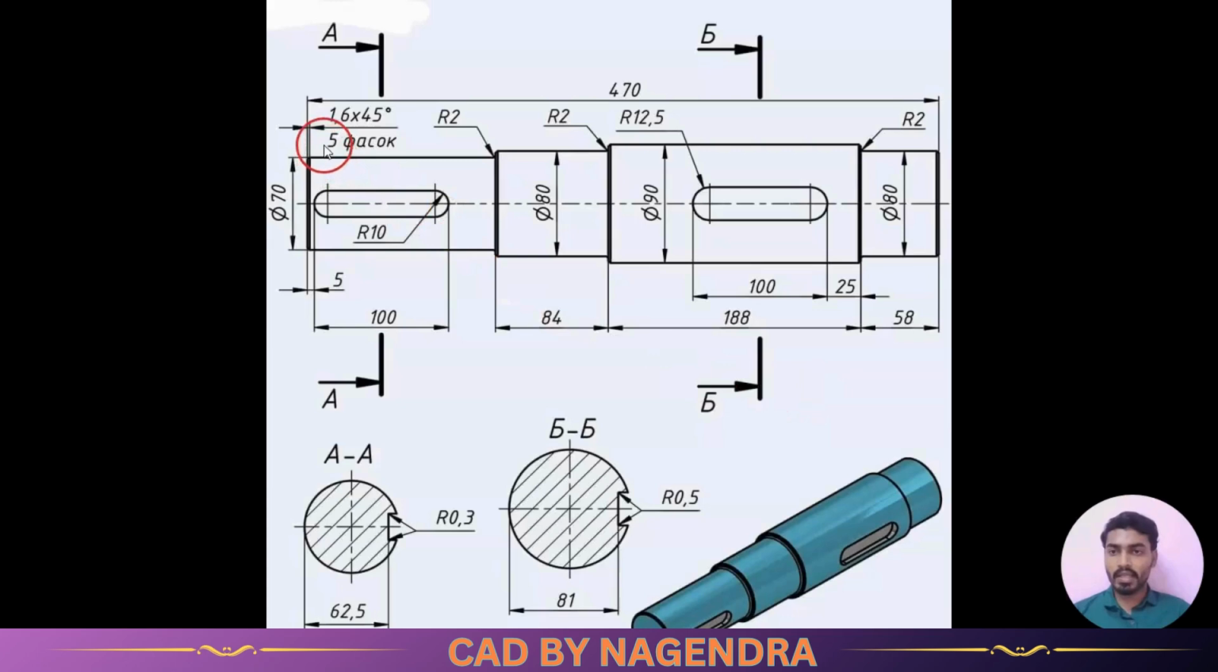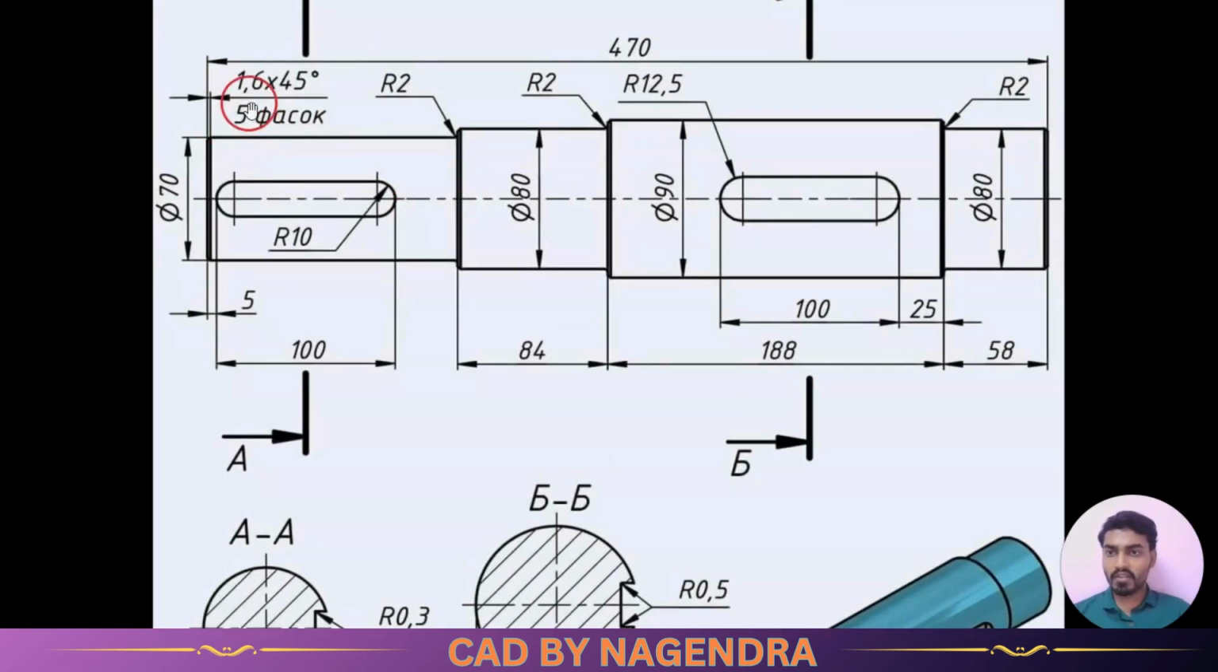As we can see, this end we are having 1.6 into 45. So 1.6 into 45 is nothing but a chamfer. So this end also we are having a chamfer. Then this end also we are having a chamfer. Now let me apply these chamfers at 5 places: here 1, 2, 3, 4 and 5.